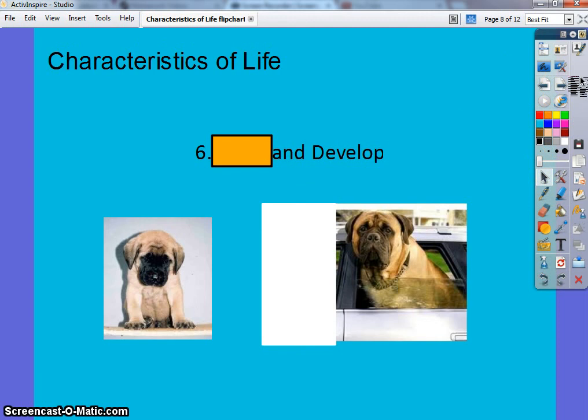And the last thing, all living things have to be able to grow and develop. Obviously, we do not stay the same throughout our entire lives. We grow, we develop, we mature, we get older, we age. Alright. So in order to be a living thing, you get older and you develop and you grow, and you aren't the same as you were when you were born.